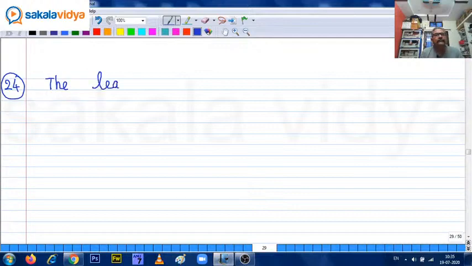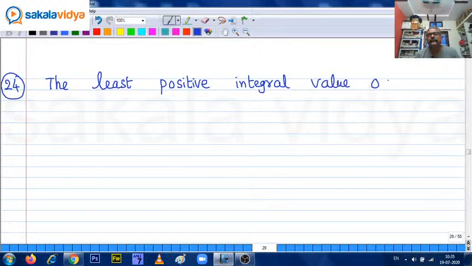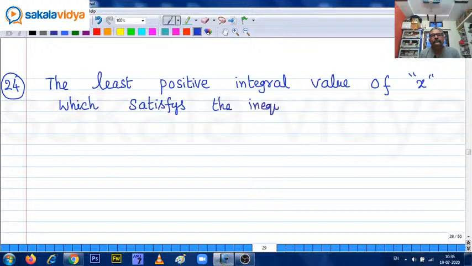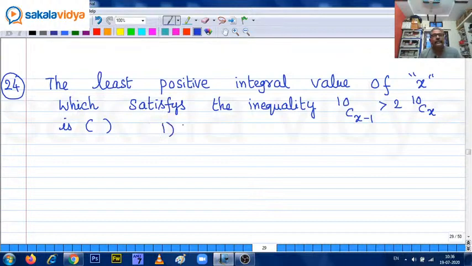The least positive integral value of x which satisfies the inequality 10C(x minus 1) is greater than 2 times 10Cx is: first option 7, second option 8, third option 9, fourth option 10. This is the question.